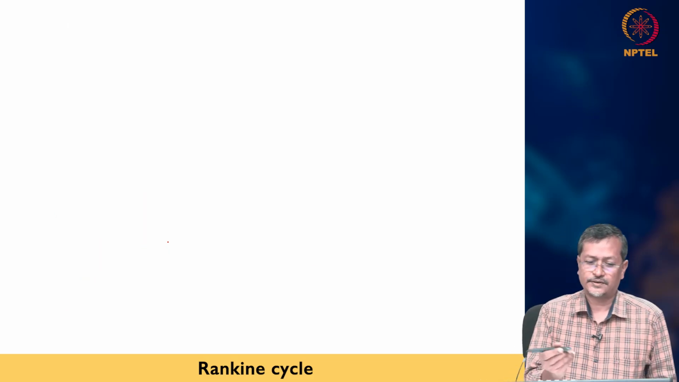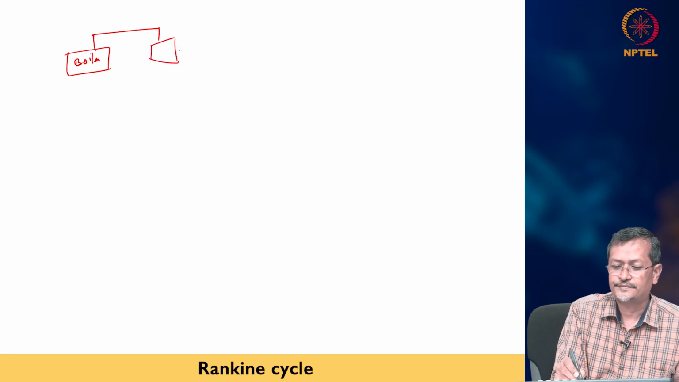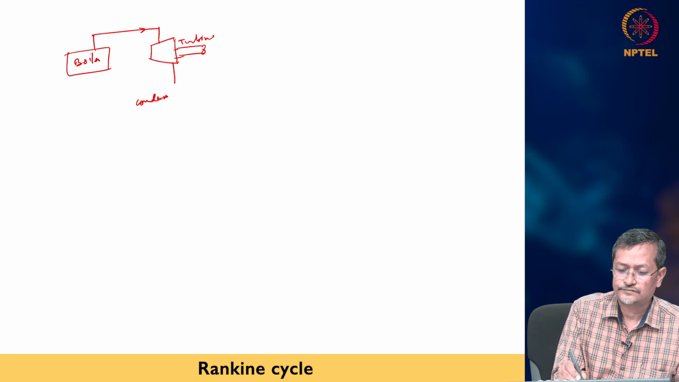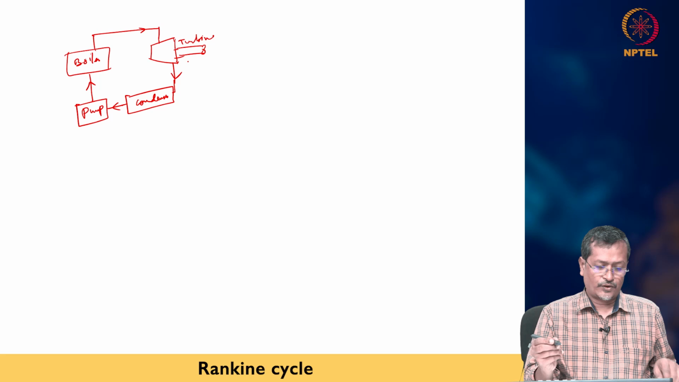So, I will draw the cycle again. Boiler, then boiler to turbine, this is my turbine, then turbine to condenser, condenser to pump, pump to boiler. So, this cycle will go on. Okay. Now, what is happening?